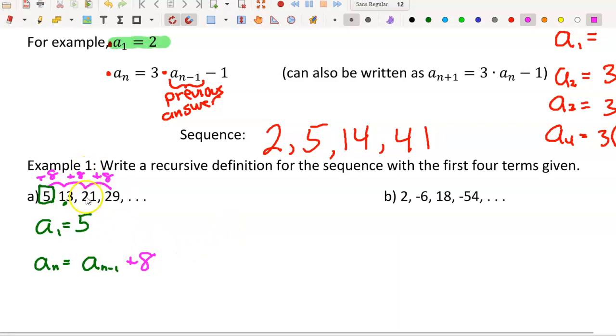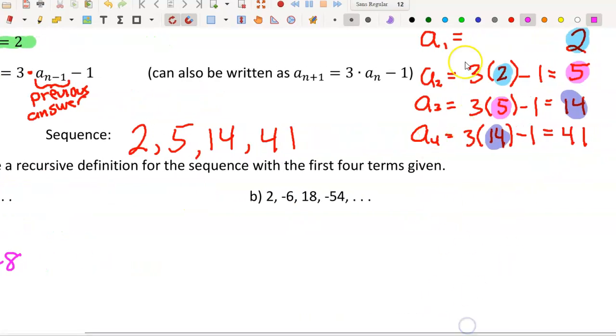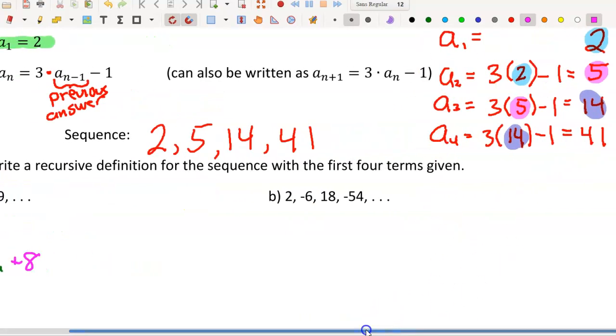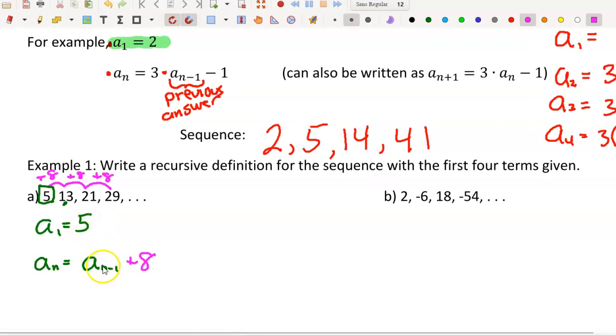So with this rule, I can go through this process and just plug in numbers. Plug in 5, that gives me 5 plus 8 is 13. I plug in 13, 13 plus 8 is 21. Plug in 21, 21 plus 8 is 29. And it gives me this list of numbers.